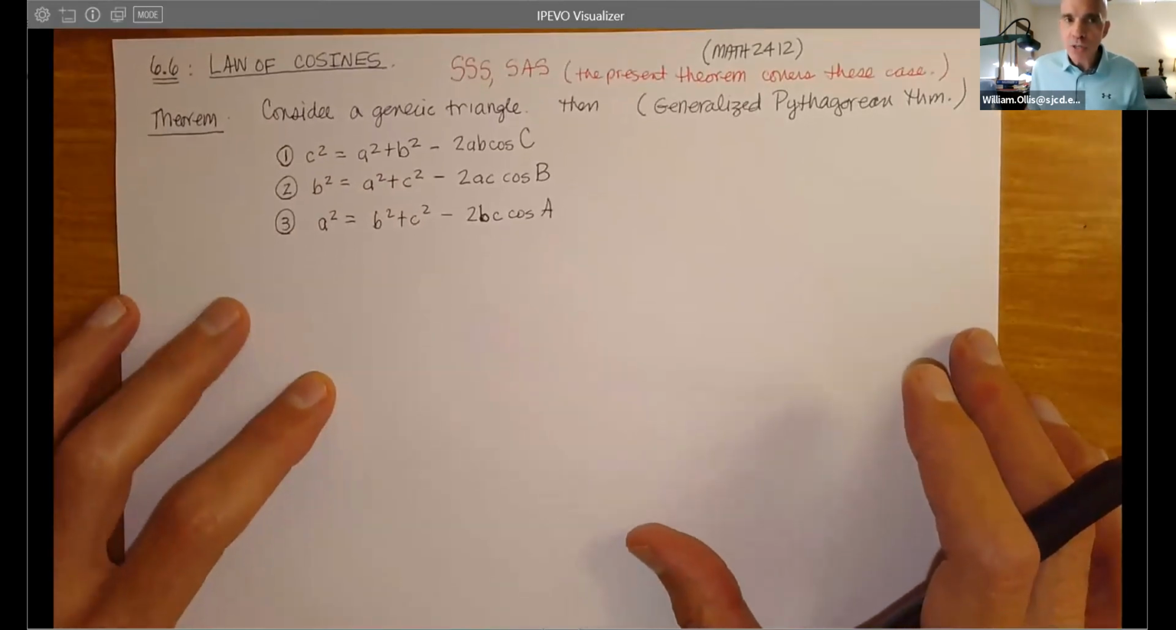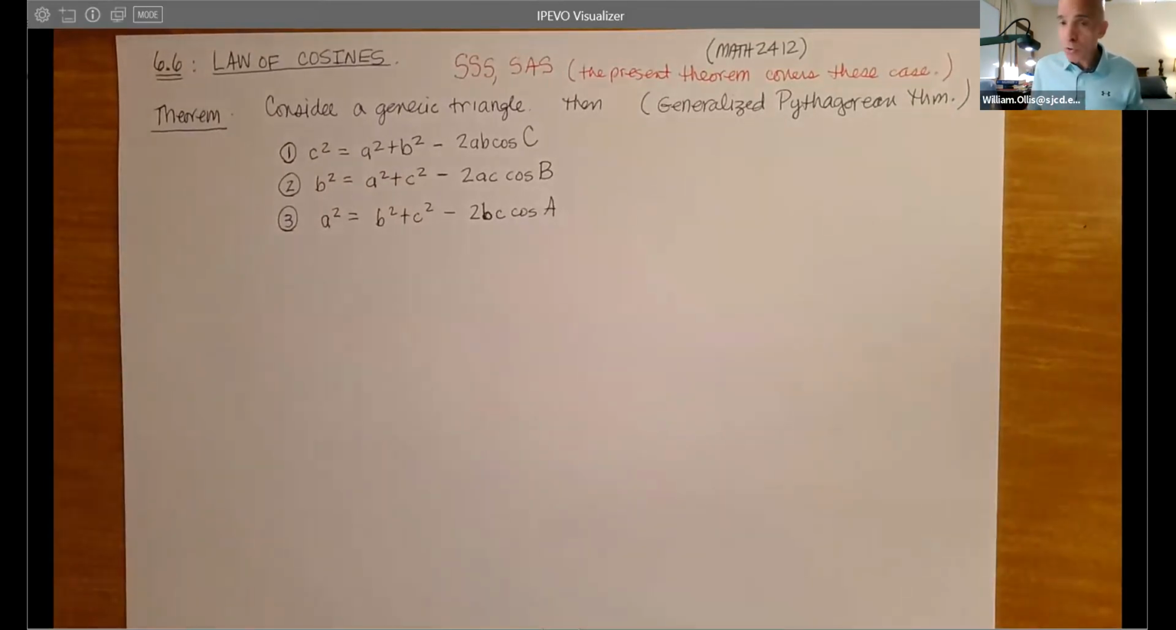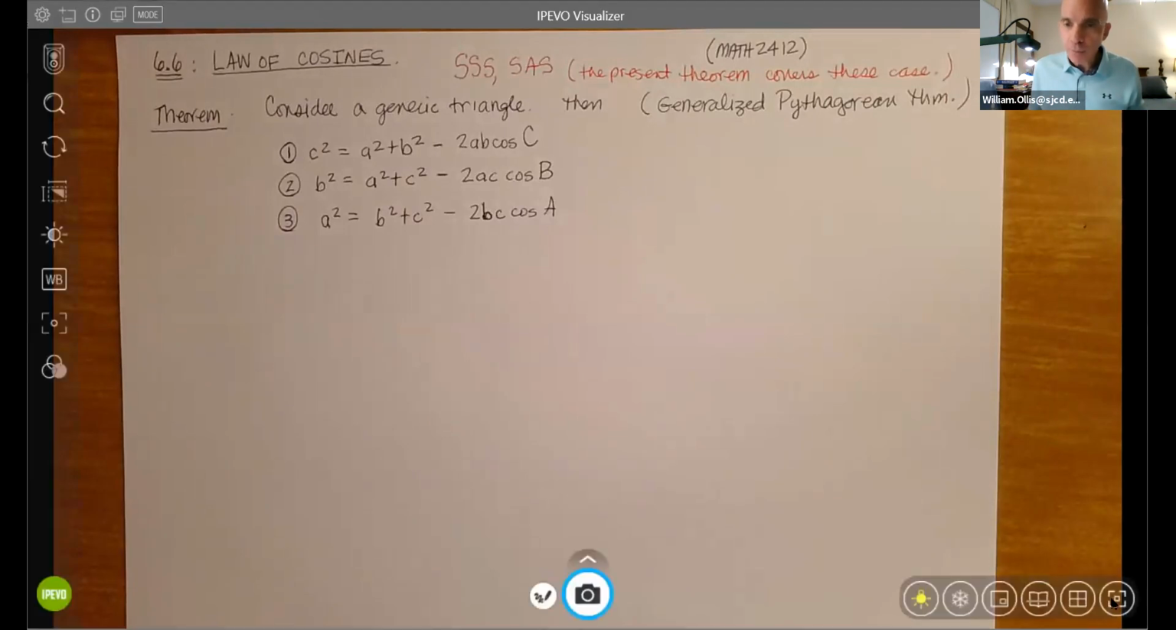So what I wanted to do was just basically show you why this is true for the obtuse triangle.